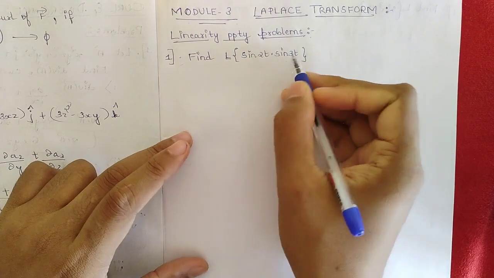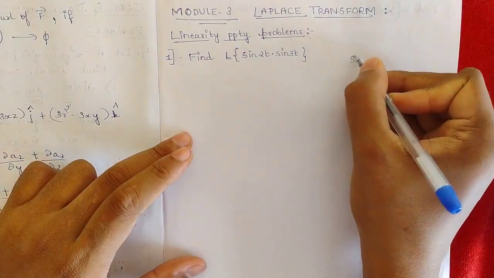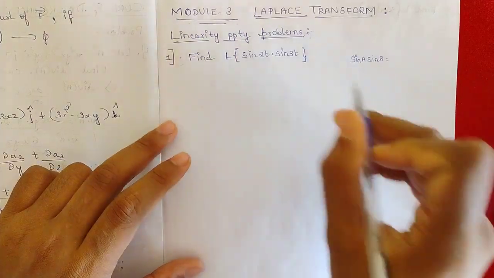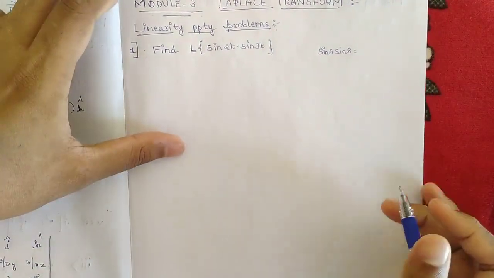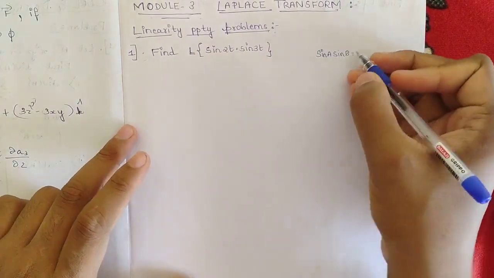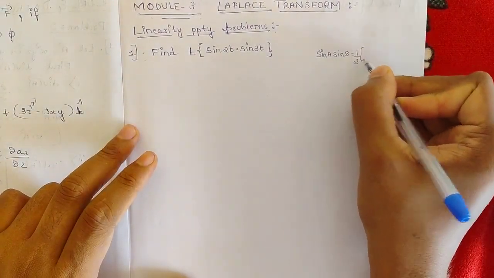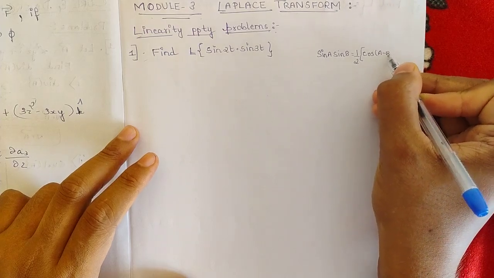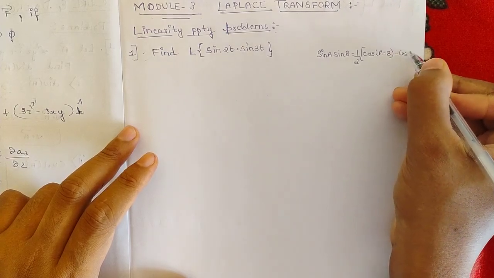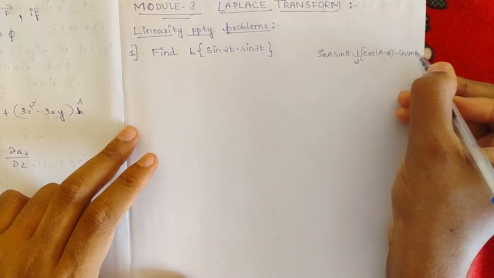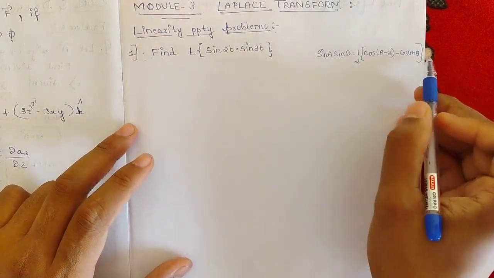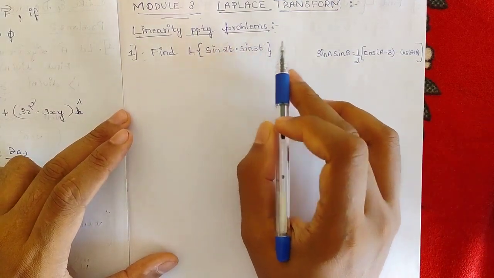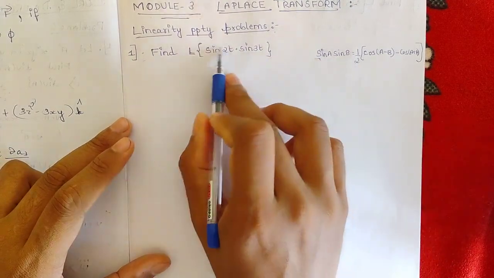First, here if you see, this is of the form sin A sin B, right? According to one trigonometric identity, sin A sin B is given by 1/2 times [cos(A minus B) minus cos(A plus B)]. So this is one trigonometric identity. In place of A we have 2t, in place of B we have 3t. So this is of the form sin A sin B if you observe here.